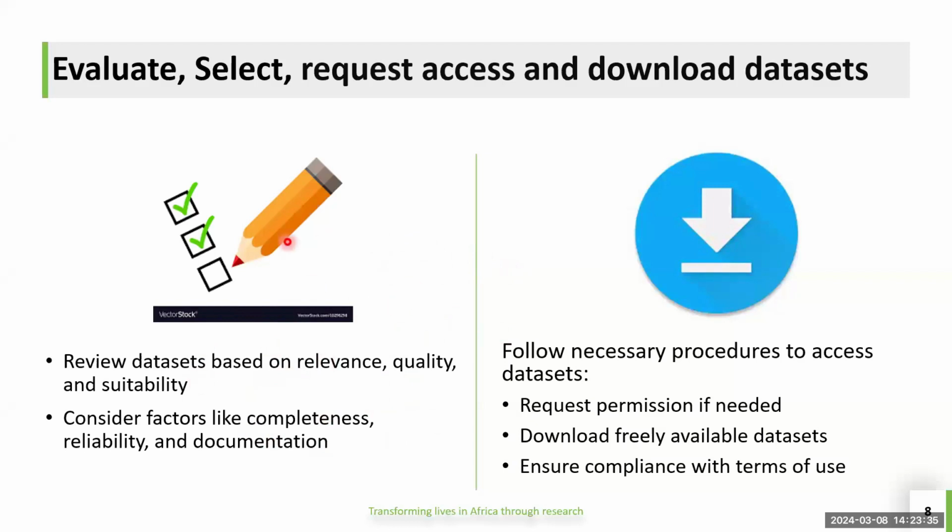Once you're happy with this, you've selected the data, you think it's relevant, the quality is good, and it meets your other requirements, then you can access the data. If it's freely available, you can download or request permission if needed. And you're keeping track within your record of whether it's possible at all to access it. Okay.